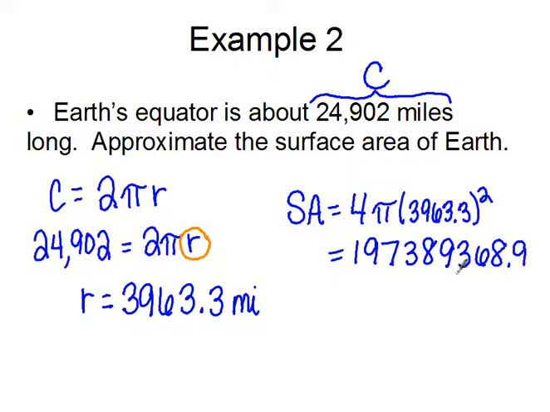389,368.9. So if I go back and put my commas in, that is 197,389,368.9 miles squared. That's a lot of surface area. So if you figure 70% of the Earth is water, you could figure out how many square miles of water there is on the Earth.